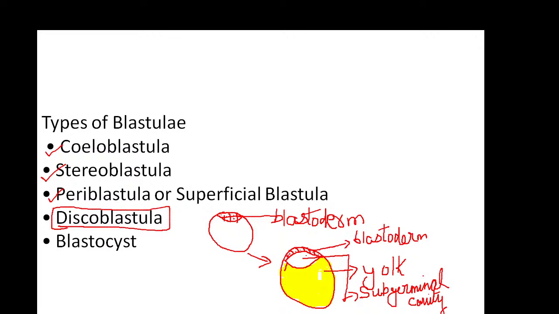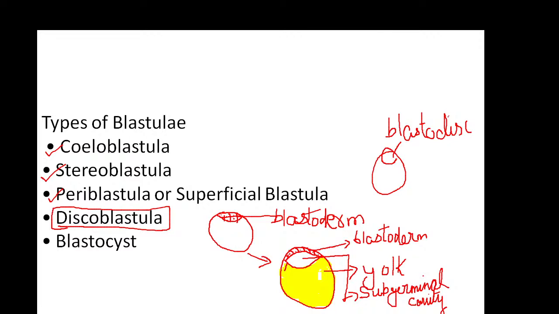So discoblastula is the blastula which is formed as a result of discoblastic cleavage. ഇനി discoblastic cleavage എവിടെ നടക്കുന്നു? macrolethal എഗ്ഗിൽ. macrolethal എഗ്ഗിൽ എവിടെയാണ്? ഡിസ്ക് ഷേപ്പ് റീജിയൻ അല്ലെങ്കിൽ ബ്ലാസ്റ്റോഡിസ്കിൽ മാത്രമാണ്. This is known as the blastodisk. എഗ്ഗിന്റെ ഈ റീജിയനെയാണ് നമ്മൾ ബ്ലാസ്റ്റോഡിസ്ക് എന്ന് പറയുന്നത്. അപ്പൊ ബ്ലാസ്റ്റോഡിസ്കിൽ മാത്രം ക്ലീവേജ് നടക്കുന്നത് കൊണ്ടാണ് അതിനെ ഡിസ്കോബ്ലാസ്റ്റുല എന്ന് പറയുന്നത്. ബ്ലാസ്റ്റോഡിസ്കിൽ മാത്രം ക്ലീവേജ് നടന്നതിന് ശേഷം ഒരു ബ്ലാസ്റ്റുല ഫോം ചെയ്യുന്നു. And that is known as discoblastula.